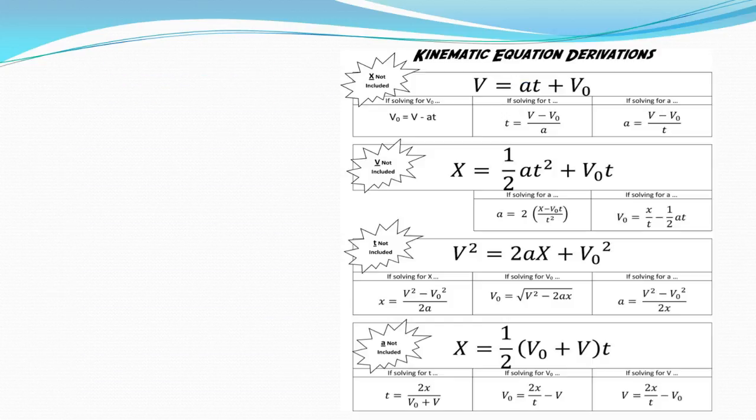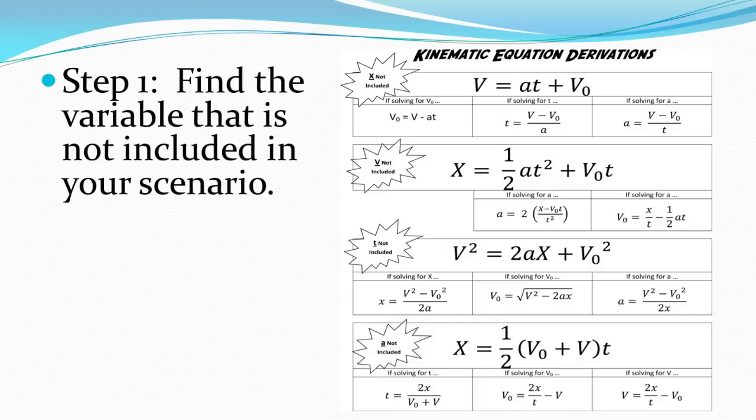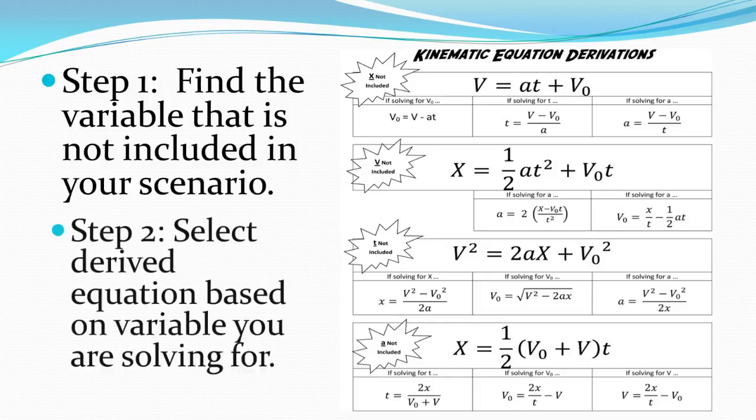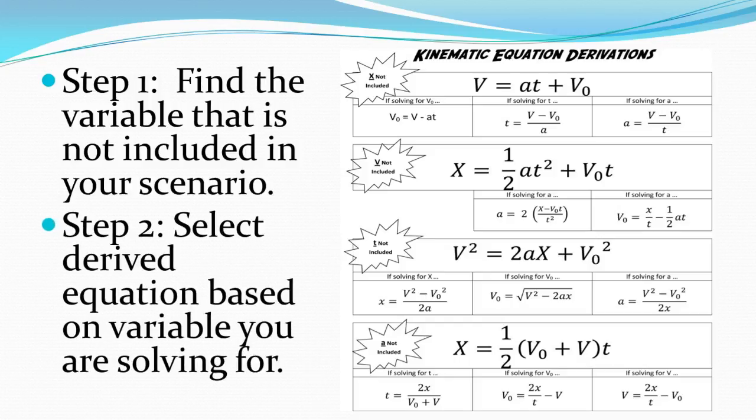If you have a copy of the equation derivations, you have a lot more options for calculating the missing information. If you just have those 4 basic equations, you can solve for any unknowns. If you have the derivation chart, you can just plug and chug, use your order of operations to find the unknown variable. In order to find the right equation, step 1, find the variable that's not included in your scenario. Step 2, select the derived equation based on the variable you are solving for.